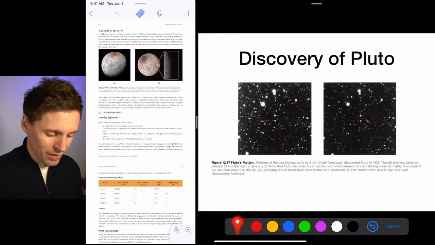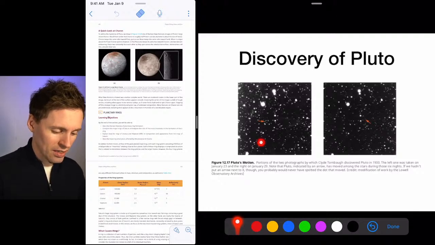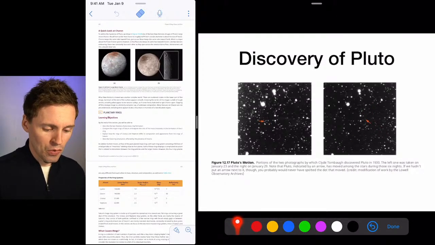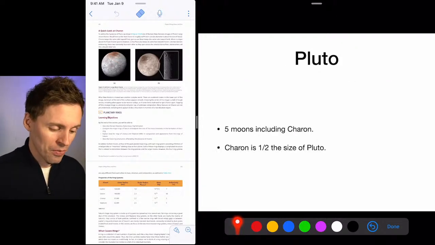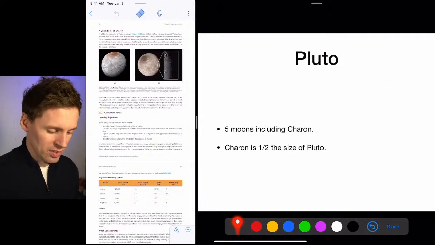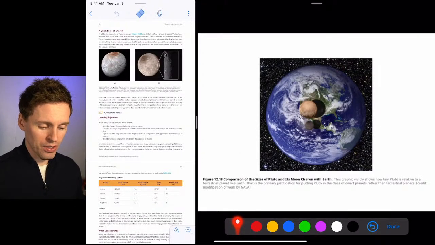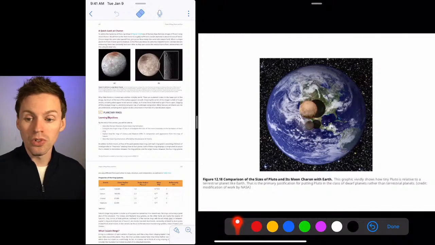So Pluto was discovered in 1930, and you can see this picture of it here. That little red arrow is pointing at a little red dot, and then in this one here, you can see that dot moved from there to there. And that was how they discovered Pluto. It has 5 moons. Charon is the biggest one, which is half the size of Pluto. Here's a comparison. You got Earth here, you got Pluto there, and Pluto's moon, Charon.